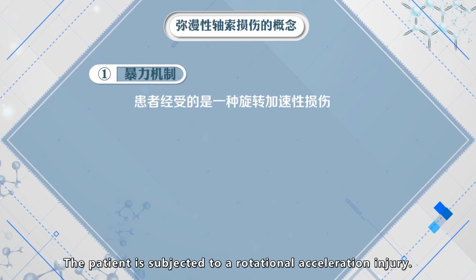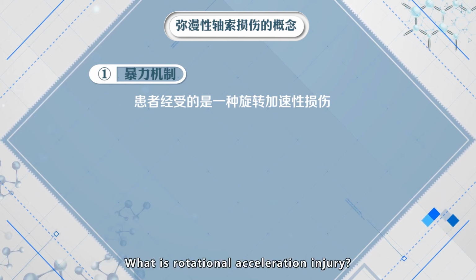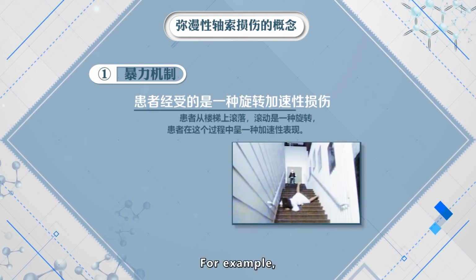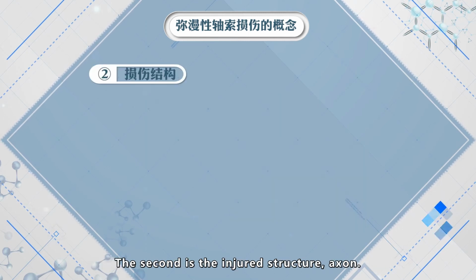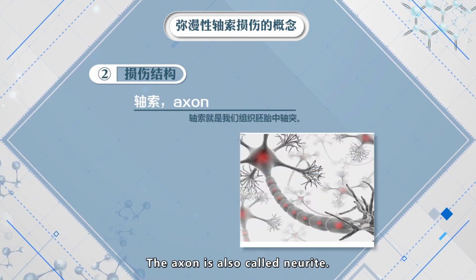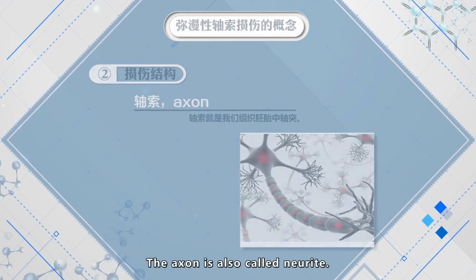The patient is subjected to a rotation acceleration injury. What is a rotation acceleration injury? For example, when a patient rolls down a staircase, rolling is a kind of rotation, and the patient shows acceleration during rolling. The second is the neuronal structure, the axon. The axon is also called the neurite.